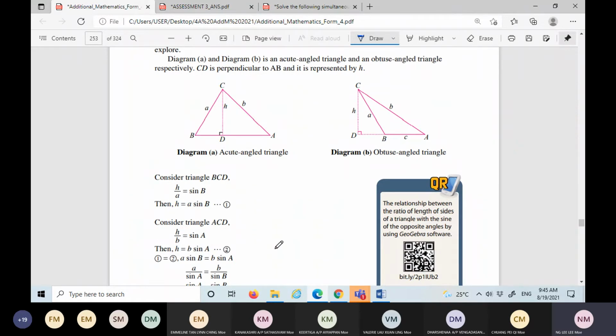Okay, so you look at diagram A first. Okay, look at the triangle BCD. Why do they need to separate it into two triangles? Okay, because they want to make it into a right angle triangle, that you have learned before. Just now why did I do the revision? Okay, the right angle triangle. So now you look at this triangle BCD, a right angle triangle now.